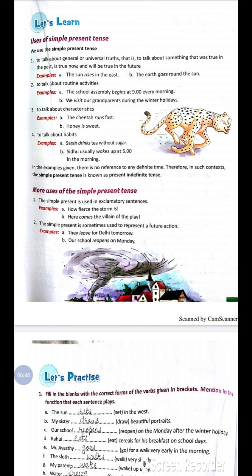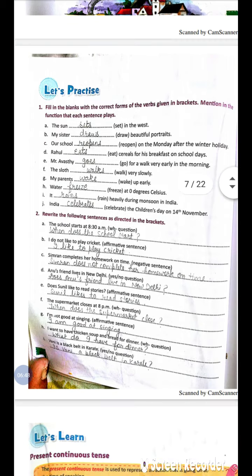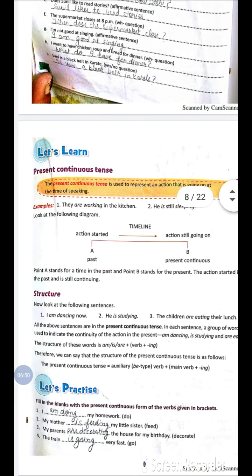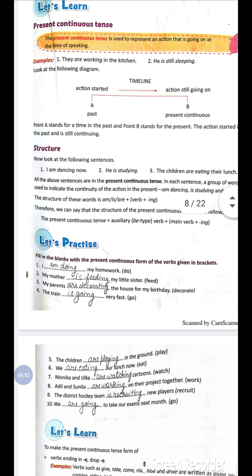Okay. Next thing in this chapter is the present continuous tense, and it is very simple. This tense is used to represent an action that is going on at the time of speaking. Okay. They are working in the kitchen. He is still sleeping. So the structure of these sentences is am/is/are plus verb plus ing. Okay.